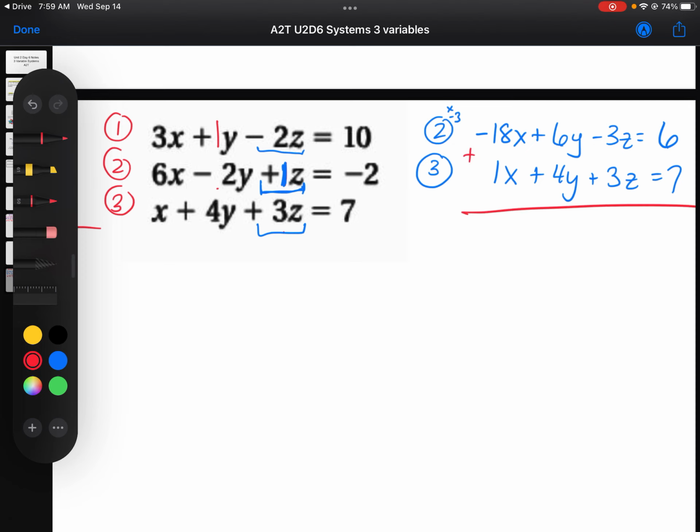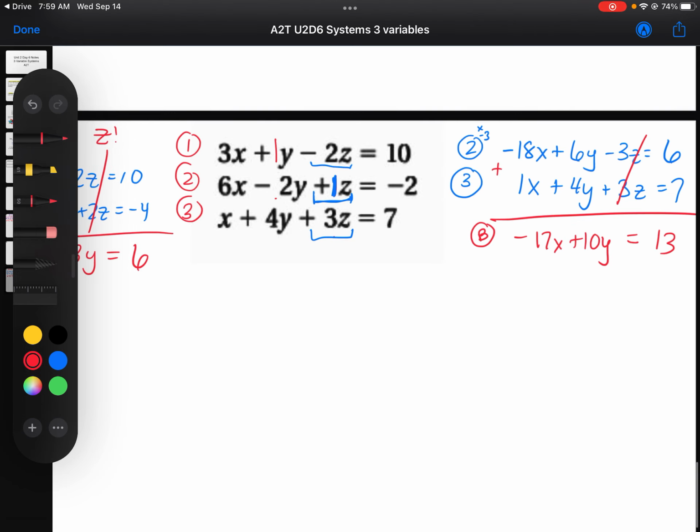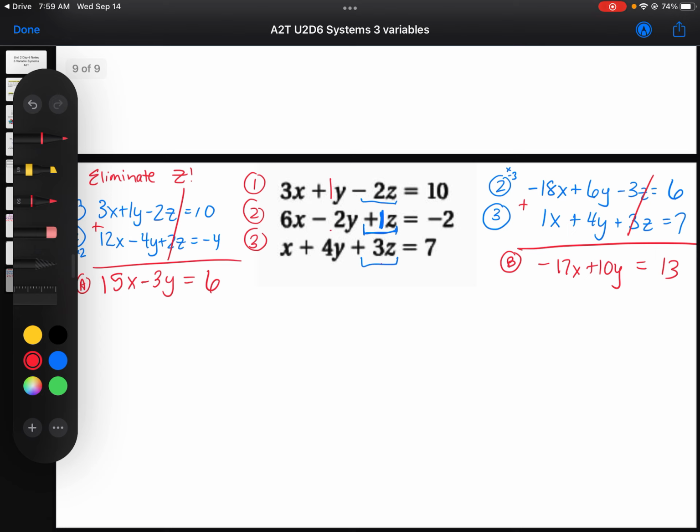Now we're going to go ahead and add those. So I have negative 18 plus 1 is negative 17x plus 10y. Z's cancel, equals 13. That's equation B. This is going to be interesting. Equation A, equation B. Just rewriting them together so I can get a good visual. You could skip the step if you don't need it all together.